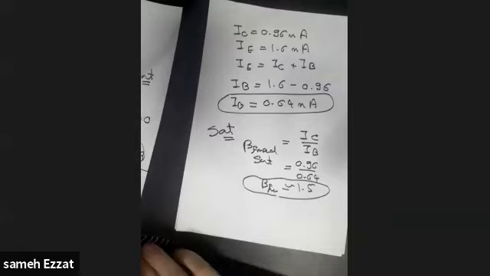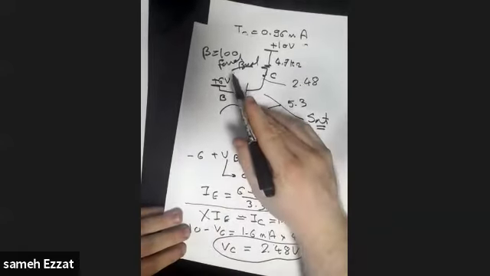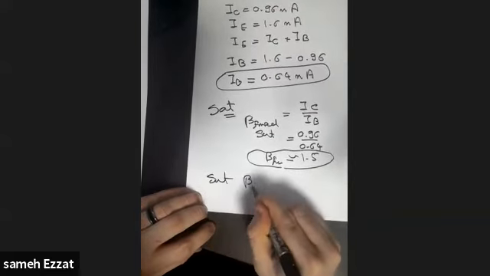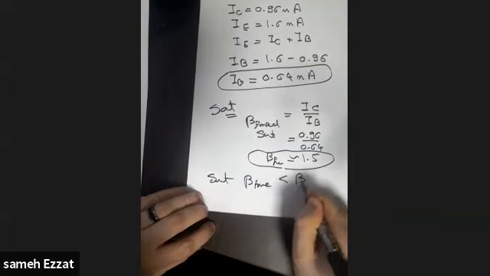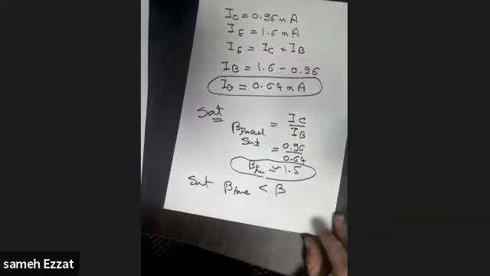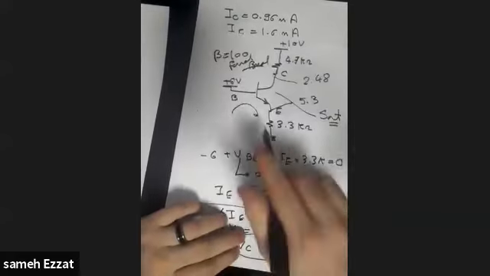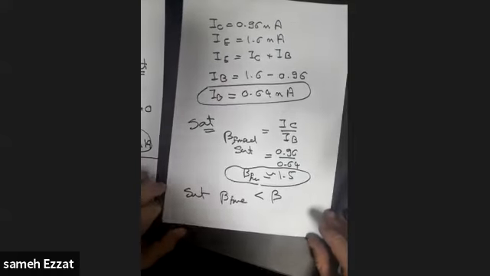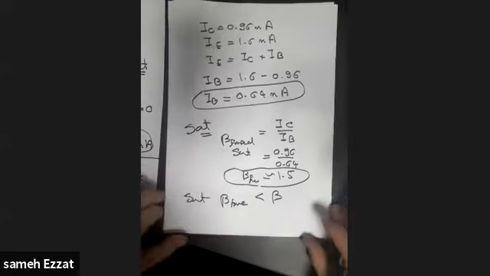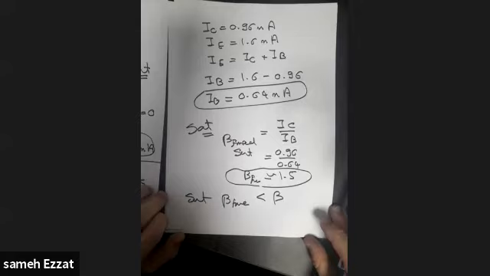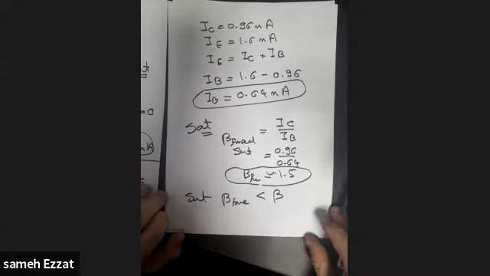The given beta is equal to 100, then we are right. The condition for saturation is that beta forced should be smaller than the normal beta in the active mode. We calculate beta as 1.5, however, the beta given is 100, then our assumption is right. So this is the second example where our BJT is working in the saturation mode. Please recognize it very well because this is a very important example.